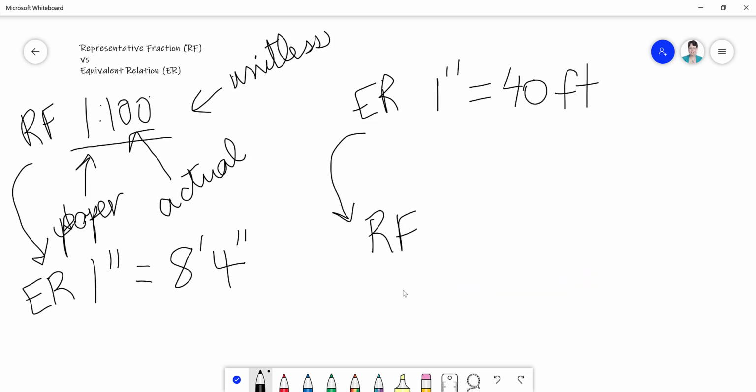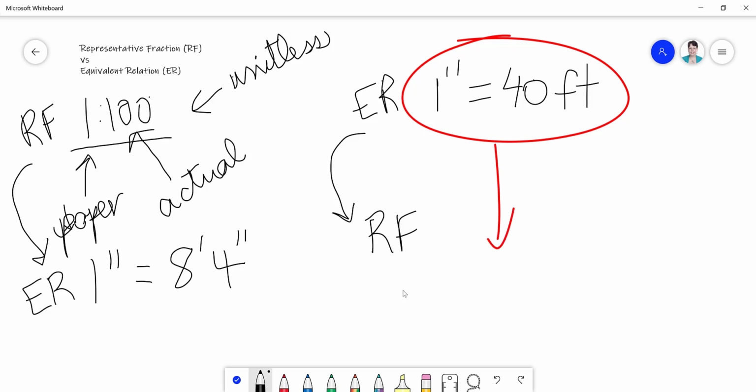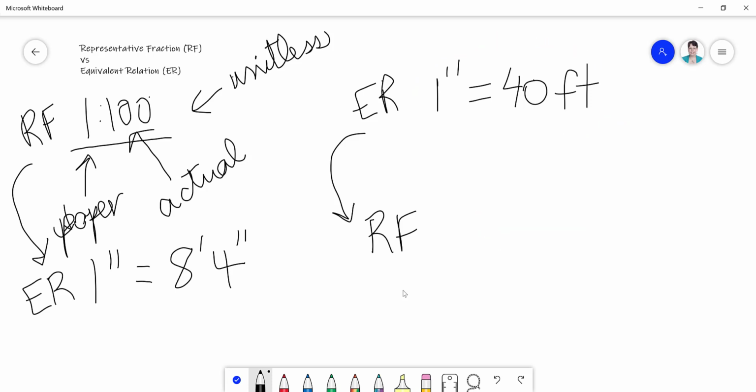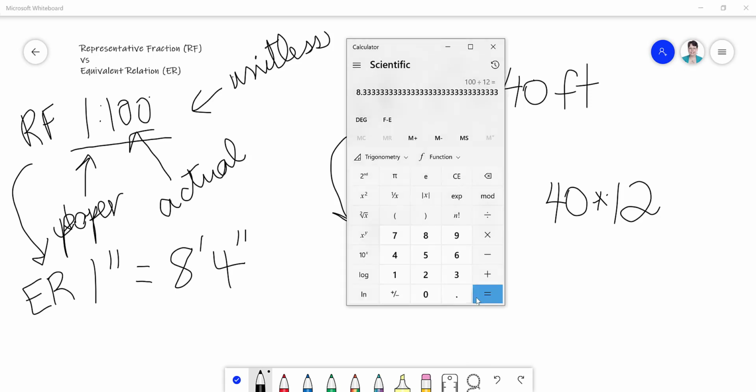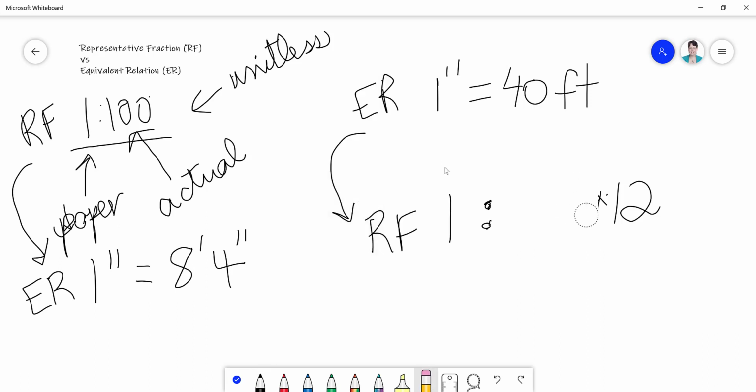All right, so how are we going to get all of this into representative fraction? Well, how many inches are in 40 feet? So we've got 1 inch equals 40 times 12 inches. Now, of course, we don't use an equal sign and we don't use units. We use the colon. Of course, we're not going to say 40 times 12 in our scale statement. 40 times 12 equals 480. So I'm going to delete all this. And instead, I'm going to say 480.